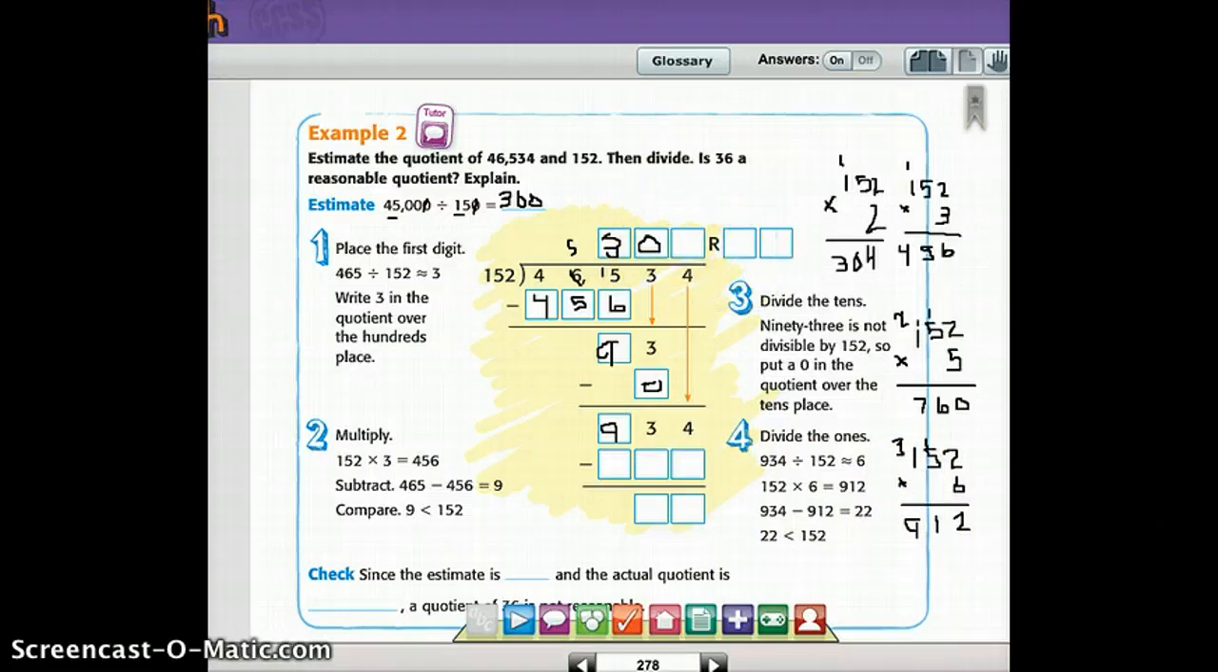So I'm going to write up here my 6. Okay, so now my multiply step, 6 times 152, and I already figured that out, and it was 912. So now my subtract step, so 934 minus 912, and I get 22. So now I have to think, is 22 less than 152 for my check step? Yes, it is, but can 152 go into 22? No. Do I have anything else left to bring down? No. So that's my remainder.